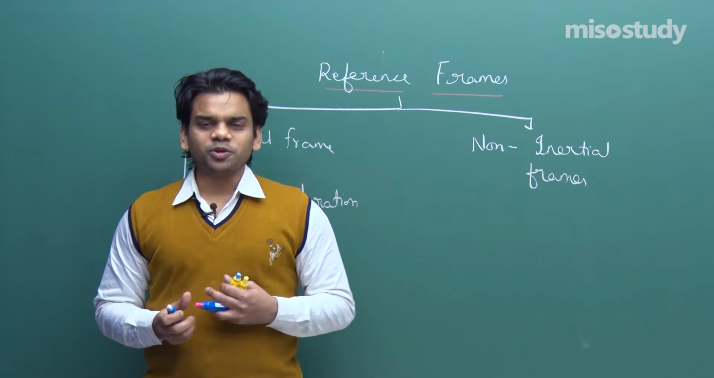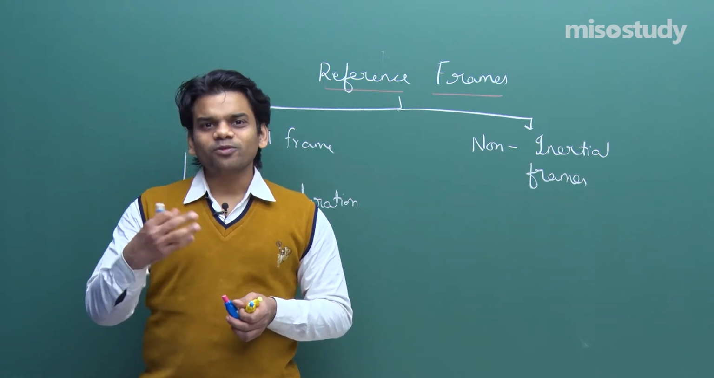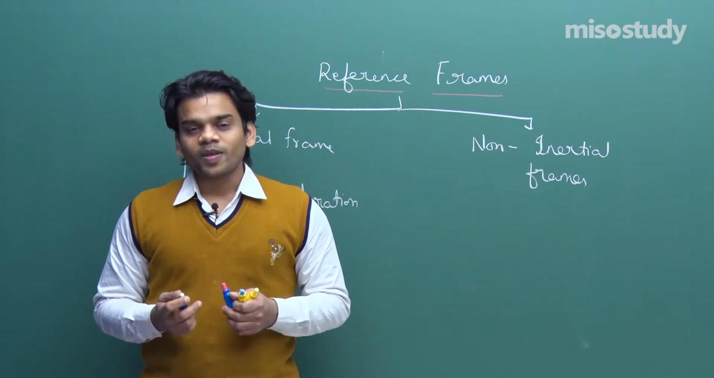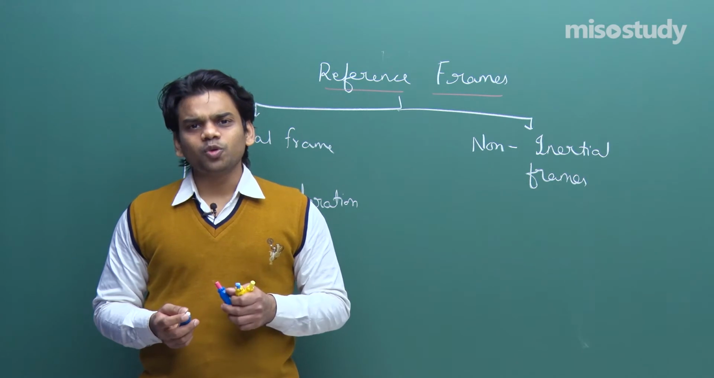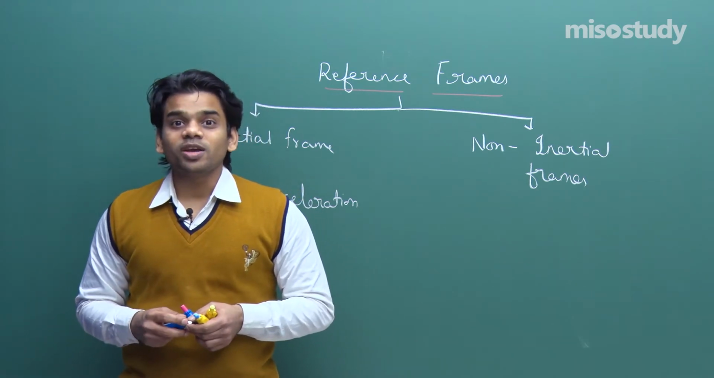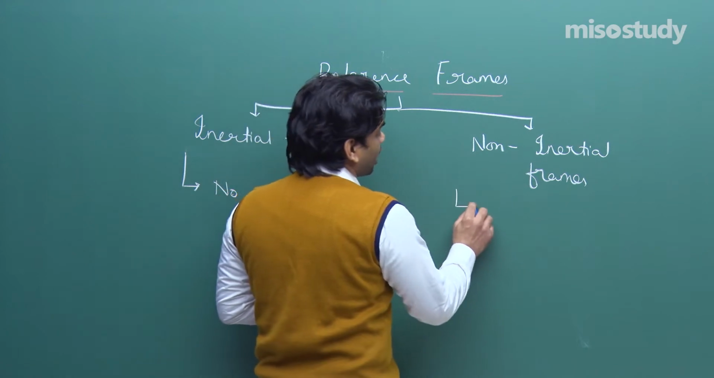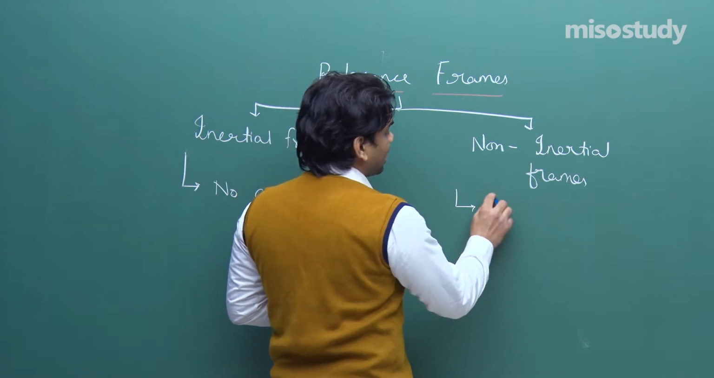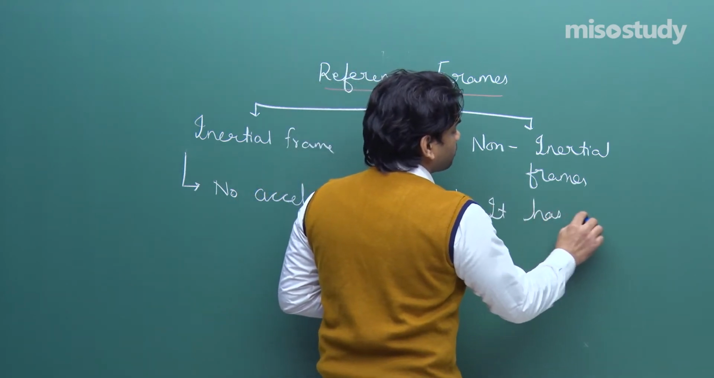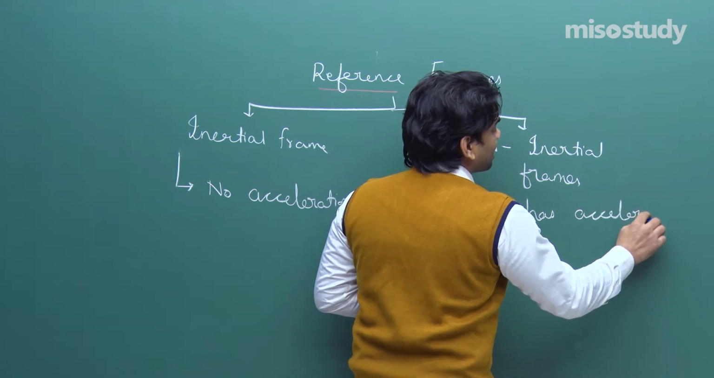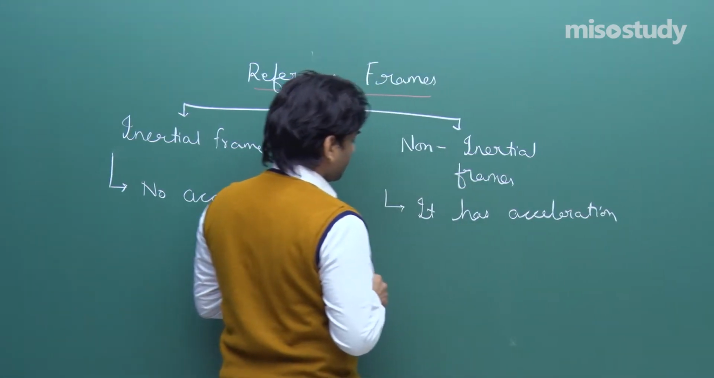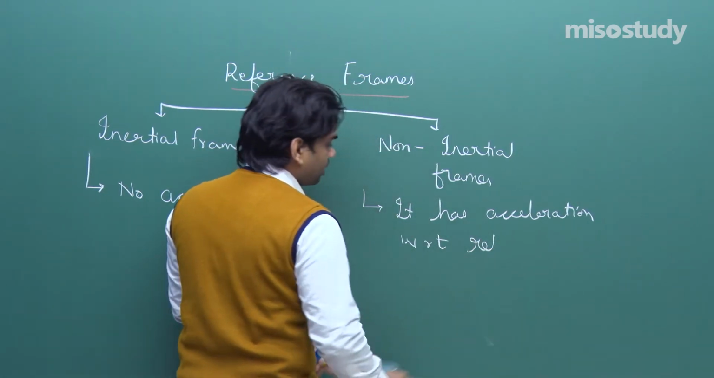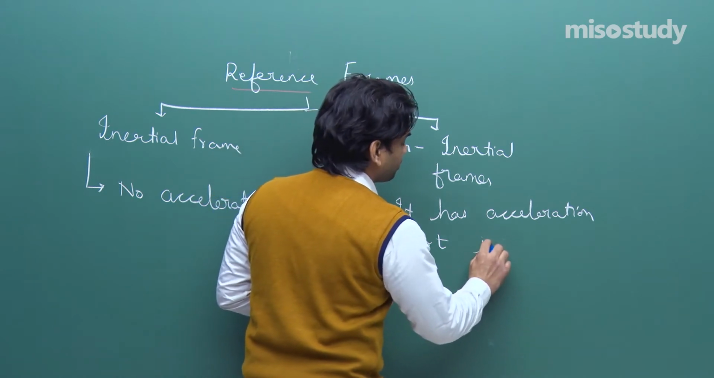Sometimes we have to apply Newton's law of motion and the forces while we are studying the object in an accelerated frame. If a frame accelerates with respect to an inertial frame, such a frame is called a non-inertial reference frame. In this, the reference frame has some acceleration with respect to an inertial reference frame.